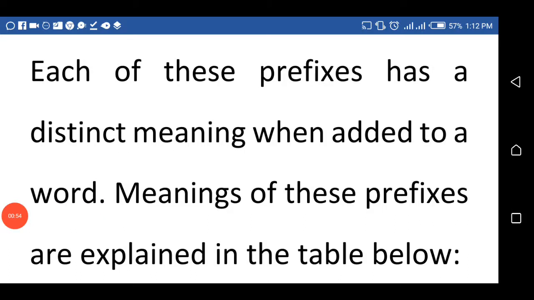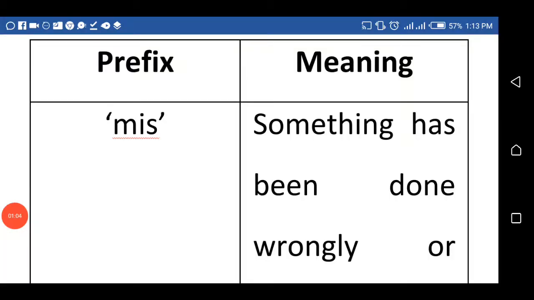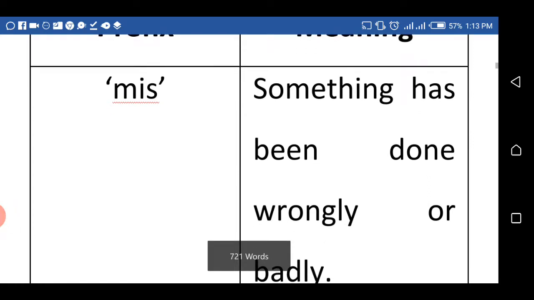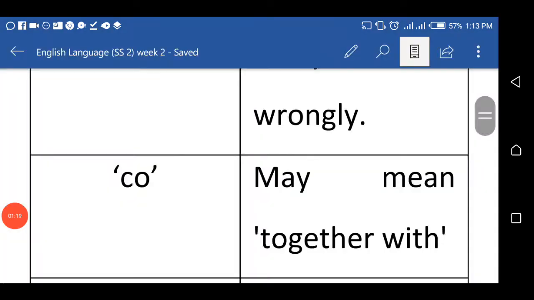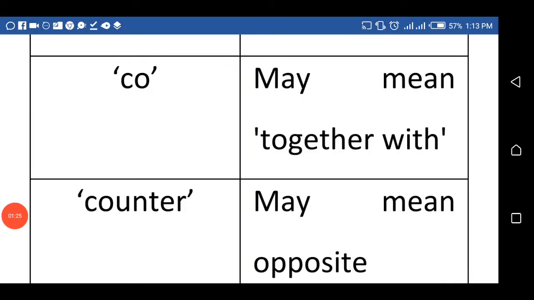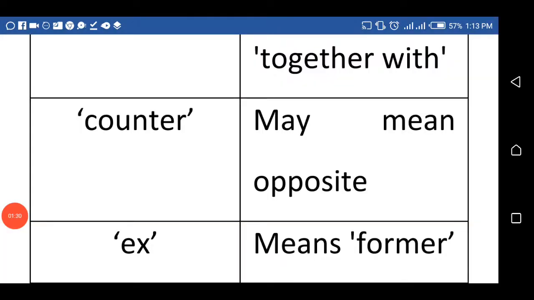Each of these prefixes has a distinct meaning when added to a word. Meanings of these prefixes are explained in the table below. Miss, meaning something has been done wrongly or badly. Mal, the same thing, something has been done badly or wrongly. That's the meaning. Co, which may mean together with. Counter means opposite. Ex means former.